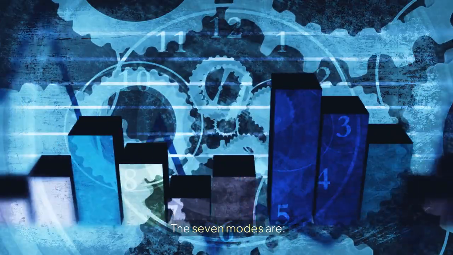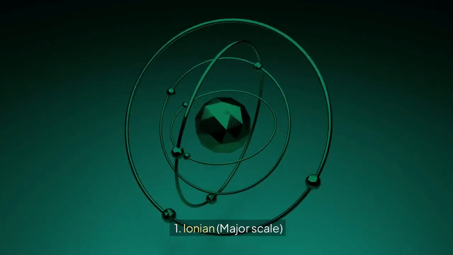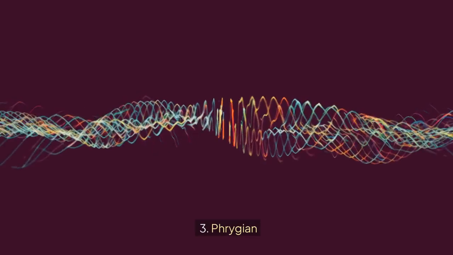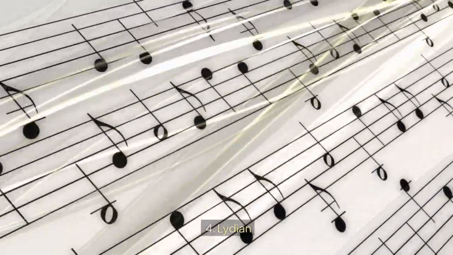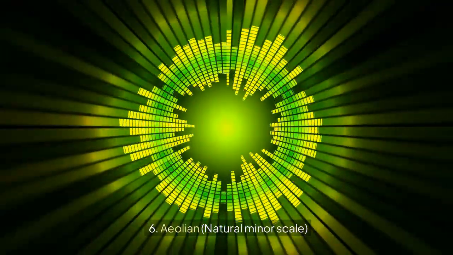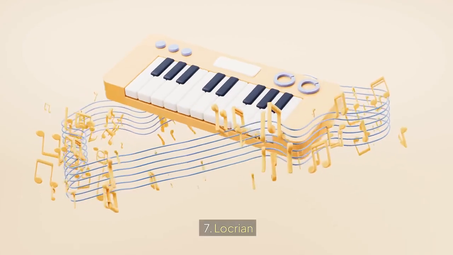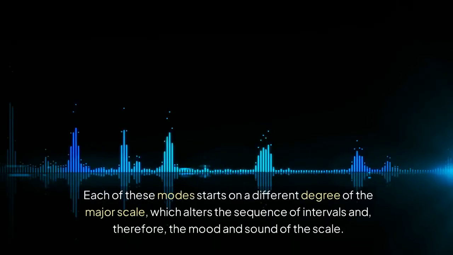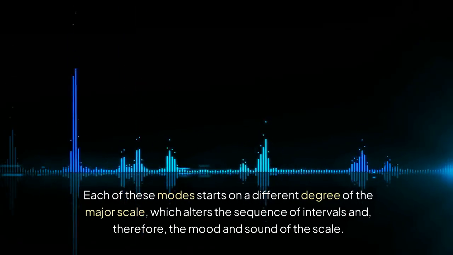The 7 modes are: 1. Ionian, major scale. 2. Dorian. 3. Phrygian. 4. Lydian. 5. Mixolydian. 6. Aeolian, natural minor scale. 7. Locrian. Each of these modes starts on a different degree of the major scale, which alters the sequence of intervals and, therefore, the mood and sound of the scale.